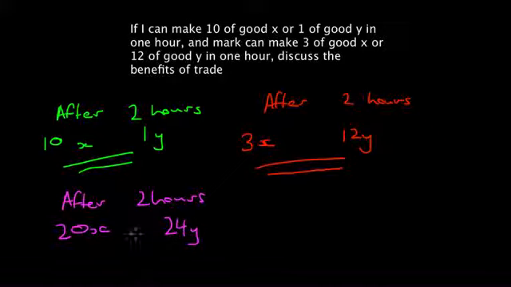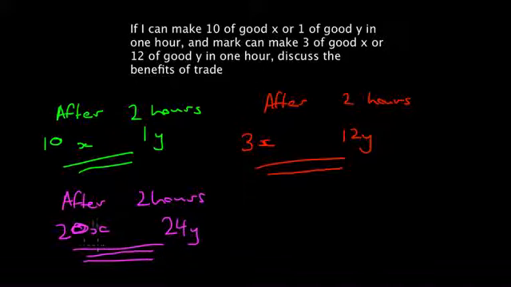So if we both just work on our strengths, it's quite obvious here that it's more beneficial for me to work on X and more beneficial for Mark to work on Y. The reason for that is because our opportunity costs are lower, so you can work that out. But going back to this, after 2 hours, we can have a total of 20X or 24Y. If we both worked individually, we'd only have 13X and 13Y. Whereas here, we've got a lot more because we've both worked on what we are better at.